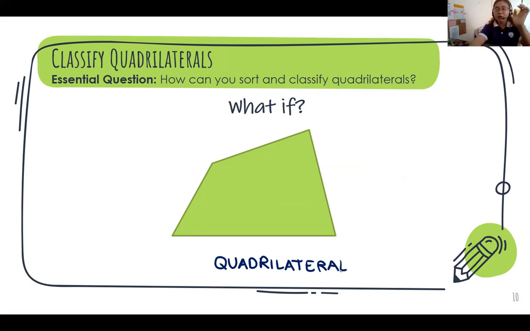Now, in order for you to check what name you can call the shape that you are given, if it's four-sided, first check for the number of parallel sides. Pair them up and identify how many pairs you can get from it. If there's none, you can call it a quadrilateral alone. That's it. If there is one pair of parallel sides, then that would be a trapezoid. If there are two pairs, that's a parallelogram.